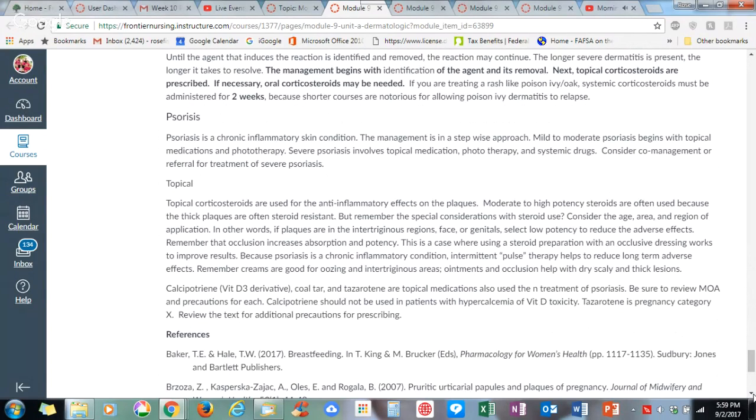Psoriasis is a chronic inflammatory skin condition. The management is in a stepwise approach. Mild to moderate psoriasis begins with topical medications and phototherapy. Severe psoriasis involves topical medication, phototherapy, and systemic drugs. Consider co-management or referral for treatment of severe psoriasis.